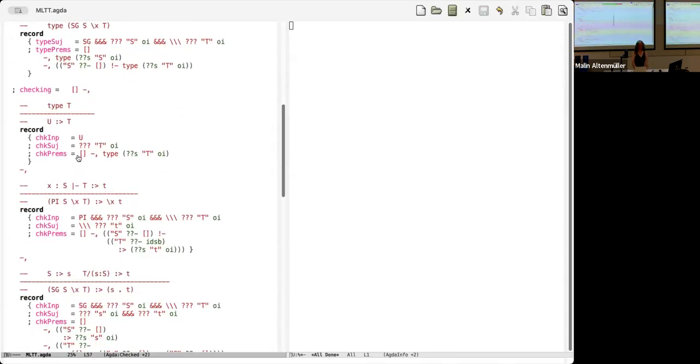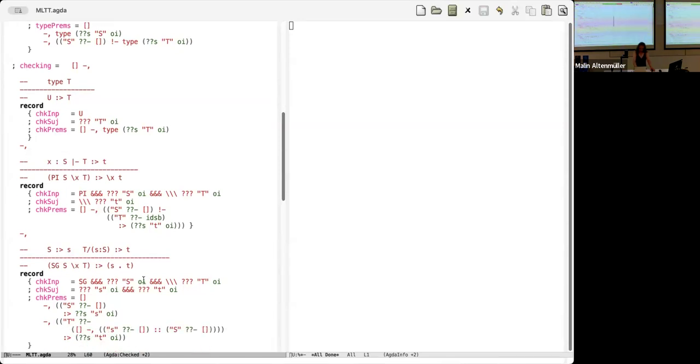So here's where I do type in type. I say the universe accepts T if T is a type. So that puts type in type. I've got a rule which says that a pi type accepts a lambda if assuming the bound variable has the domain, the codomain accepts the body of the lambda. So that's the rule we had yesterday.